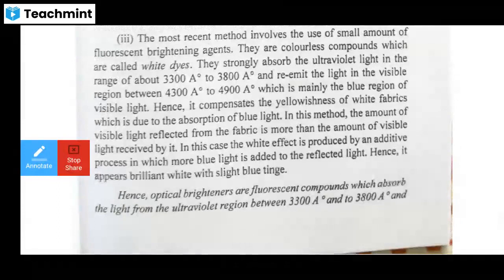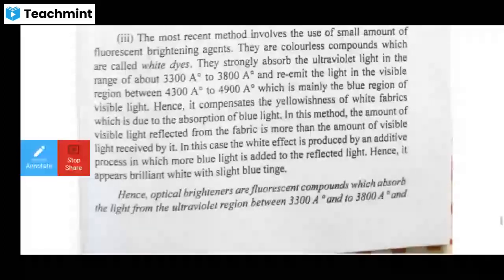In the third method, the most recent methods involve the use of a small amount of fluorescent brightening agents. Which are the fluorescent brightening agents? These are the agents which are used to increase the brightness of that particular fiber. Generally, ultraviolet light having the range of 33,000 angstrom to 38,000 angstrom is used.